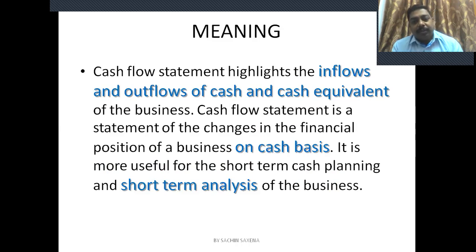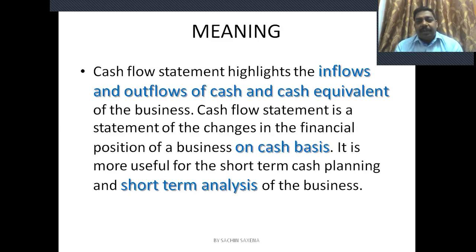We have learned the journal entries, ledger accounts, trial balance. We have learned the trading account, P&L account and balance sheet. And after balance sheet, the analysis starts. We have done the financial analysis with comparative and common size statement. We have done the analysis with ratio analysis. And now this is the last chapter of your book, part B. This is the last analysis that you have to do in your syllabus, that is cash flow statement.